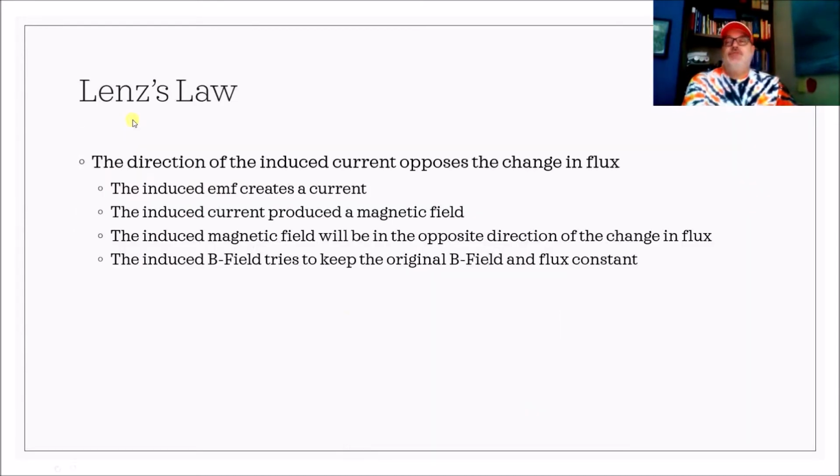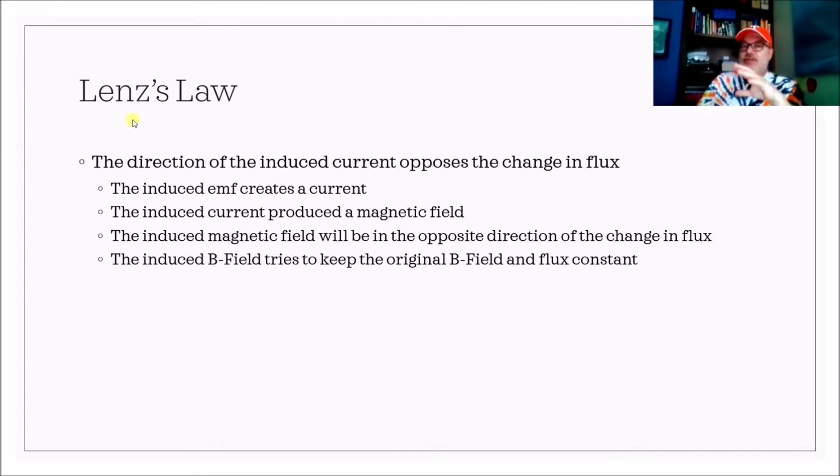Lenz's law. The direction of the induced current opposes the change in flux, is what Lenz said. The EMF that is produced in the wire creates a current. That current, remember, will produce a magnetic field. So whenever we have a loop of wire with current in it, it produces a magnetic field, right? Remember the solenoid rule? And that magnetic field has to oppose the change in the flux.